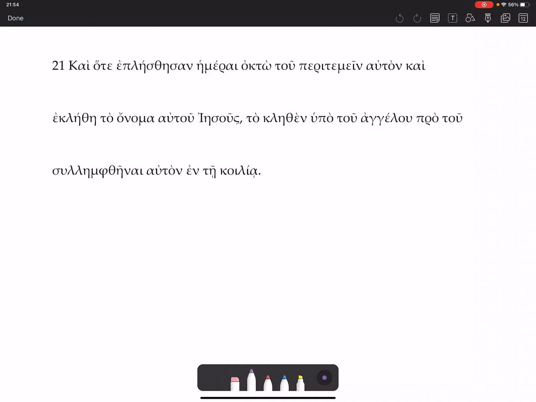Luke's nativity section finishes with a verse that comes out as one of the longest in this section. It is another complete sentence. Kai hote eplesthesan hemerai octo tou peritemein auton, kai eklethe to onoma autou Iesous, to klethen hypo tou angelou pro tou sullemphthenai auton en te koilia. Kai, and.